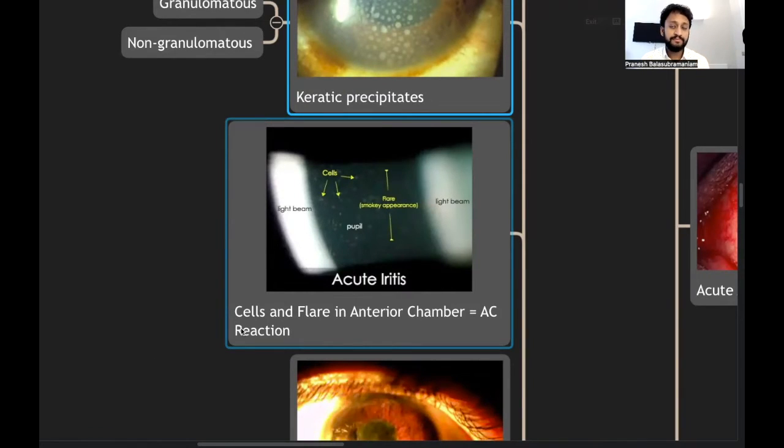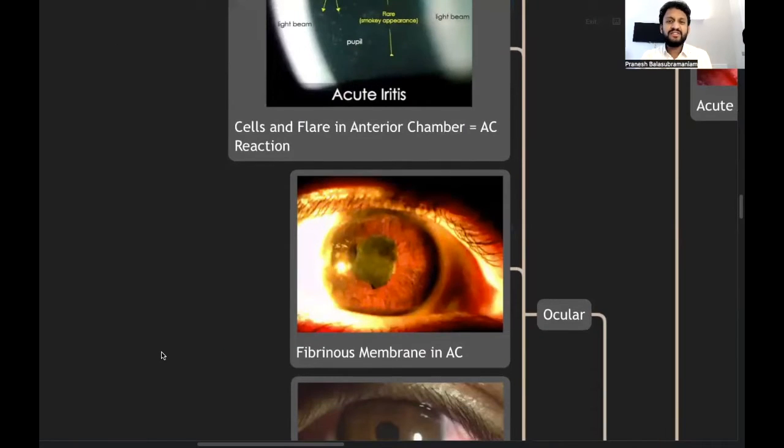Very important. When you have an intense reaction, a high amount of flare, a high amount of cells, more inflammation happening in the anterior chamber, what happens? The inflammatory cells are going to form a coagulum, a membrane, and adhere to the pupil, called a fibrinous membrane. Look for them as well in a very severe or high-grade inflammation.